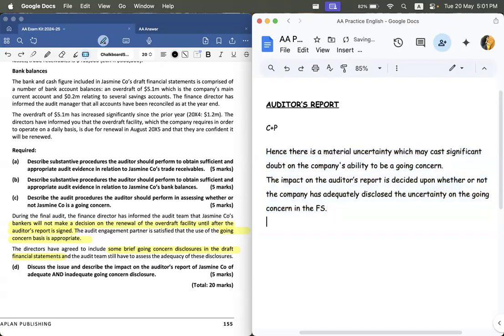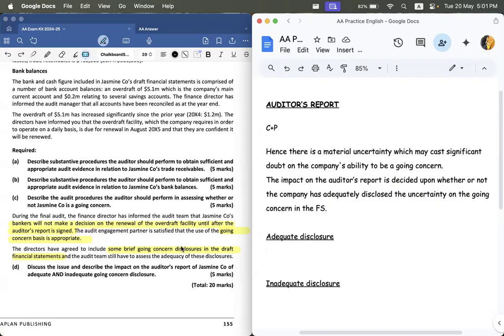You're going to divide your answer into three parts. The first part is an introductory part. The second part would be about the adequate disclosure, and the third part would be about inadequate disclosure. So in the adequate disclosure part, you're going to mention how this is going to impact the auditor's report.